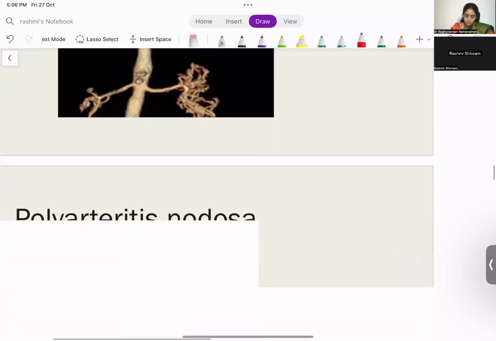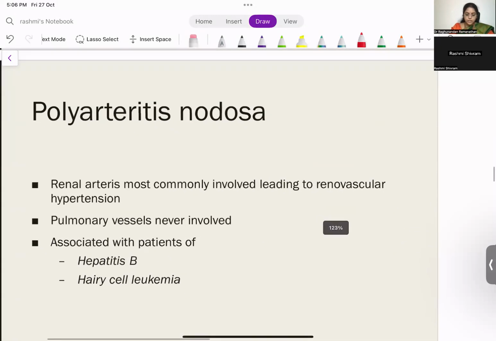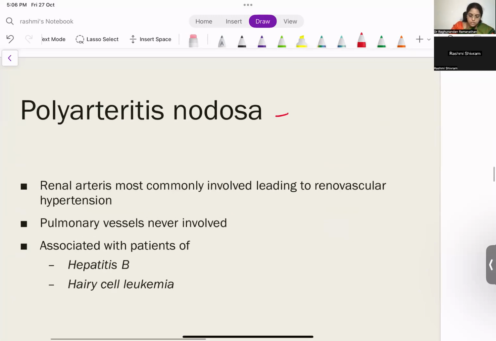Yes. So the next one is polyarteritis nodosa. We are now moving on to the medium vessel vasculitis, the first of which is polyarteritis nodosa. Polyarteritis nodosa is usually seen in the 4th to 6th decade. Characteristically, a patient in his 50s will come to you with these symptoms. The pulmonary and the renal components are most common. They will have pulmonary manifestations as well as renal manifestations.